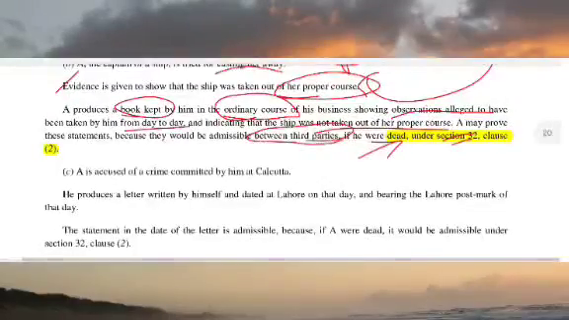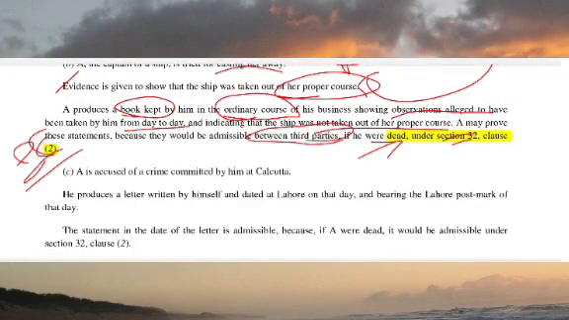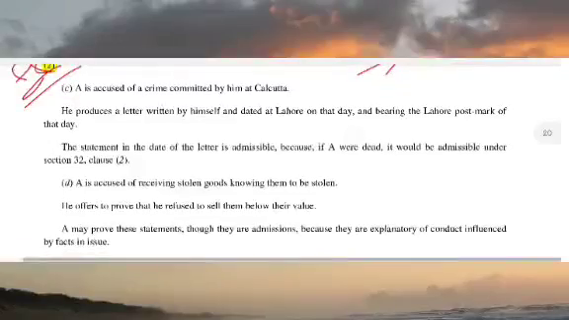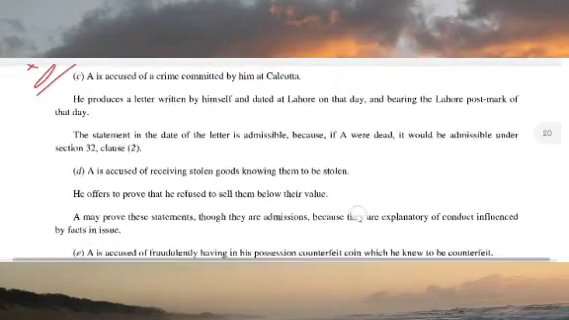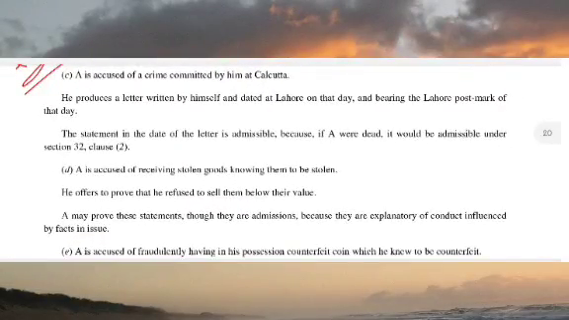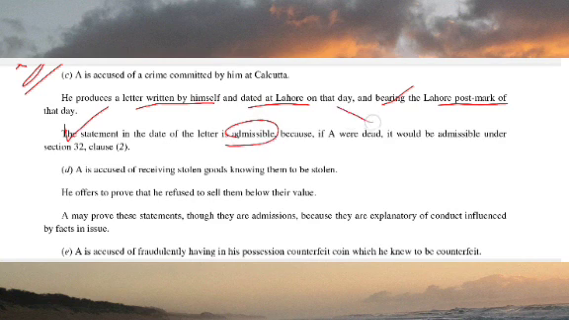This is an example I can also give. A is accused of a crime committed at Calcutta. He produces a letter written by himself, dated at Lahore on that day and bearing the Lahore postmark of that day. The statement in the letter is admissible because if A were dead, it would be admissible under section 32 clause 2.